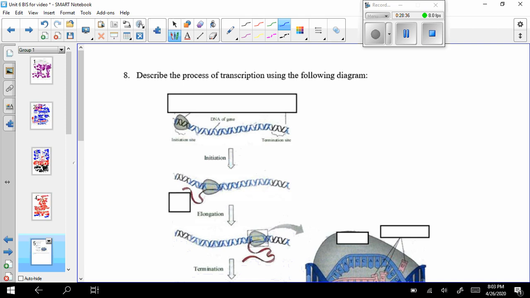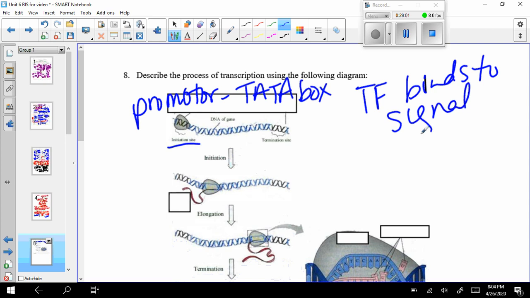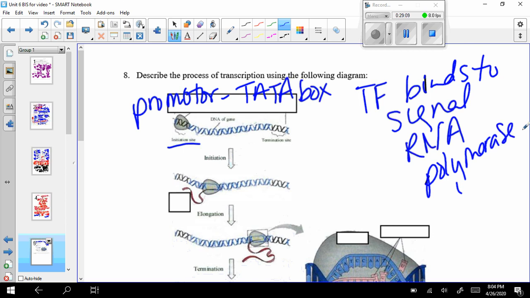All right, describe the process of transcription using the following diagram. So we have here, that's so small, but that says initiation site. So there has to be a promoter, which has that TATA box, TATA. And so that is where a transcription factor binds to signal RNA polymerase. So when we were making DNA, we use DNA polymerase. When we want to make RNA, we use RNA polymerase.